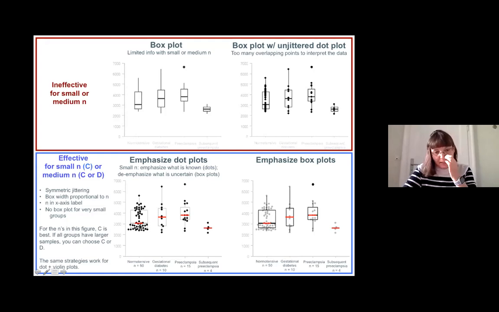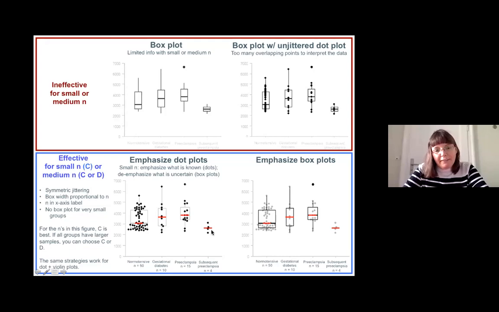We also want to apply that when we're making a combination of a dot plot with a box plot or a violin plot. The next thing I've done in this graph is I've made the width of the box plot proportional to n. And I've also added the sample size in the label for the x-axis. People are busy, no one has time to count your data points. Make it easy for them.